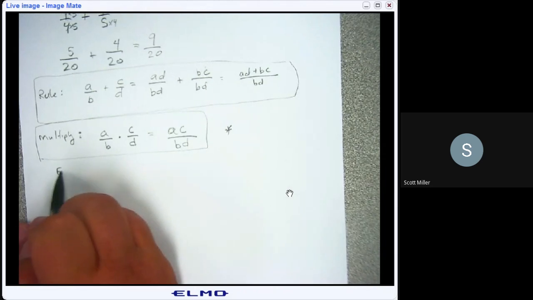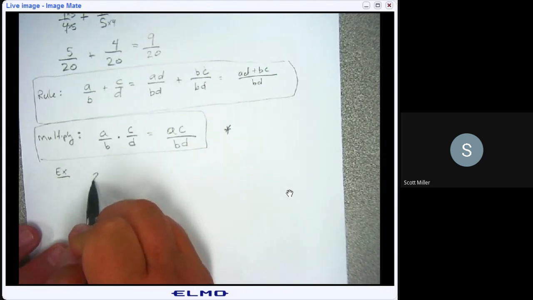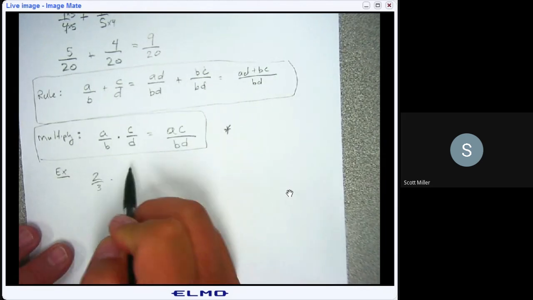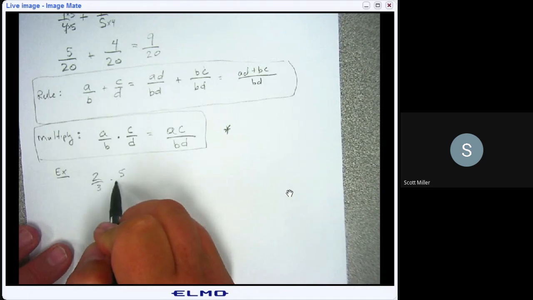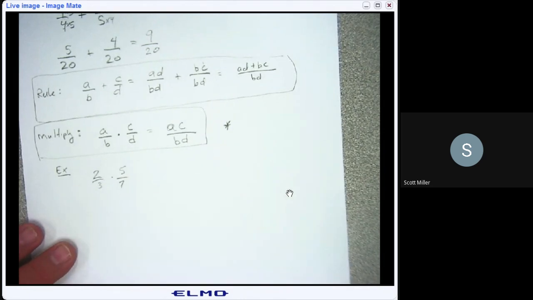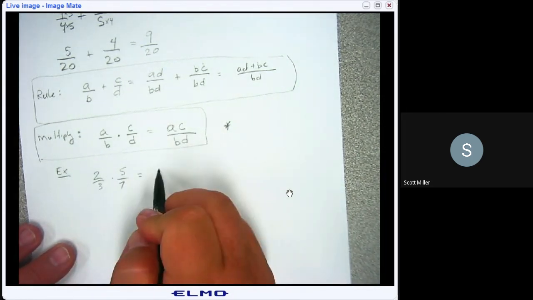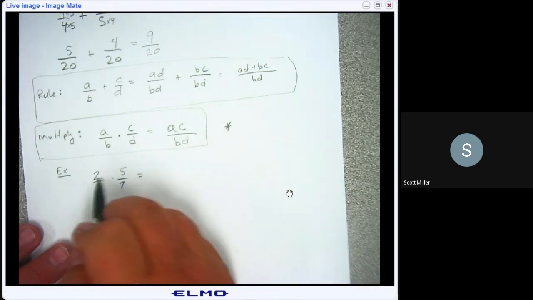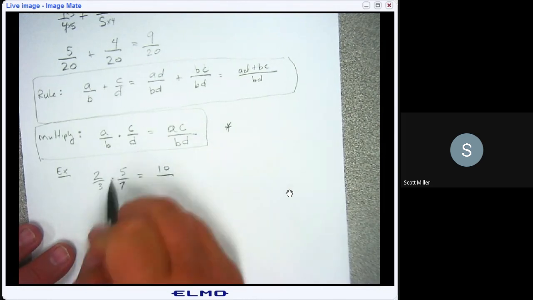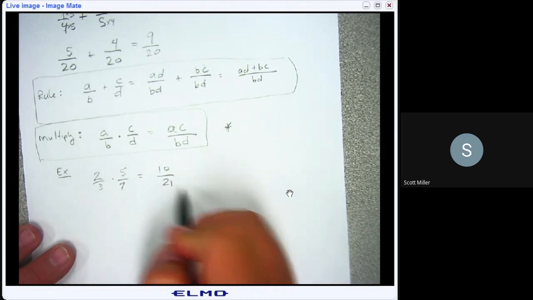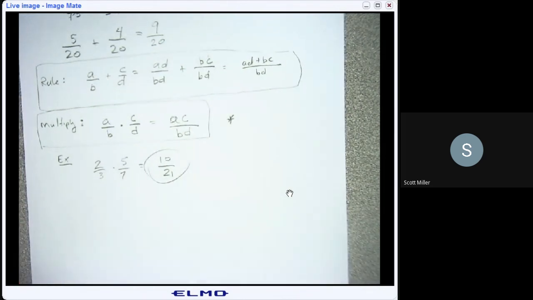If you want to see an example of that, let's just do 2/3 times, let's go 5/7. Okay, don't overthink it. That's what? 2 times 5? What's 2 times 5? 10. 3 times 7, 21. Done. That's it.